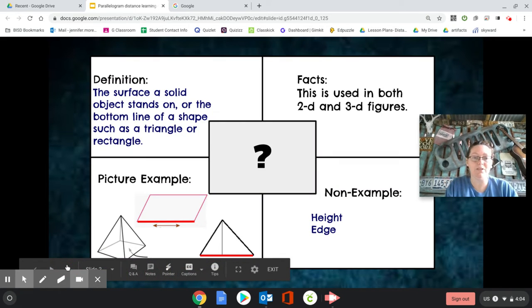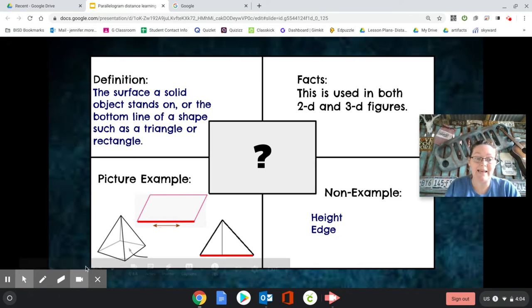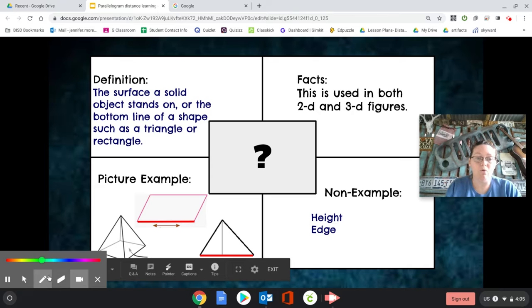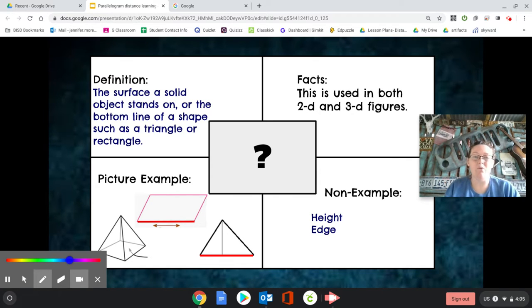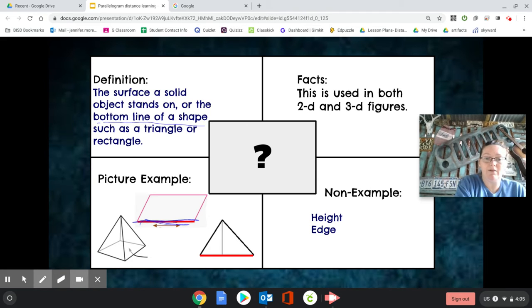Now, today's lesson, we're going to talk through a few things, all right? The first thing, we're going to talk about a very important keyword in this unit. One of this word actually means the bottom line of a shape such as a triangle or rectangle. So in this picture here, it is the bottom line right there. And in this picture, it's the bottom line right here. Now, what that would mean is that it is the very straight line there that is perpendicular to the height.